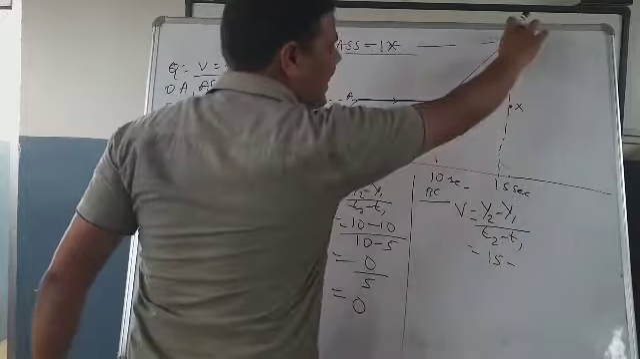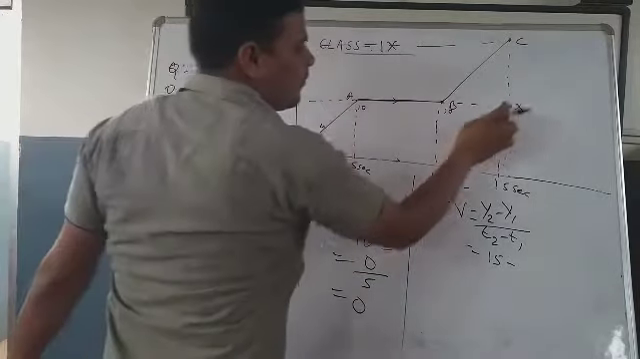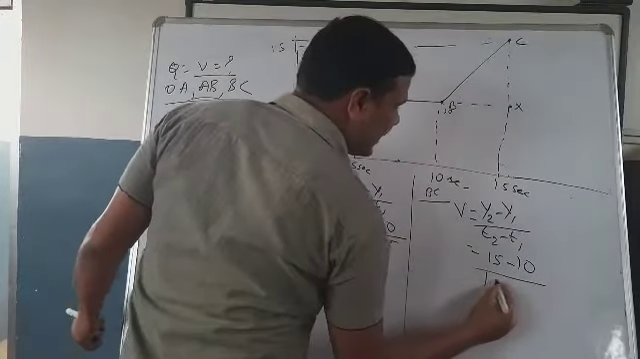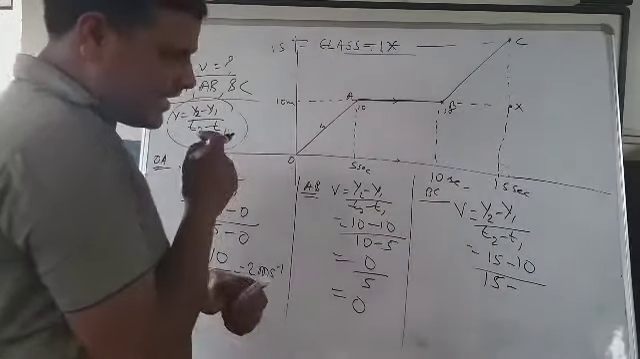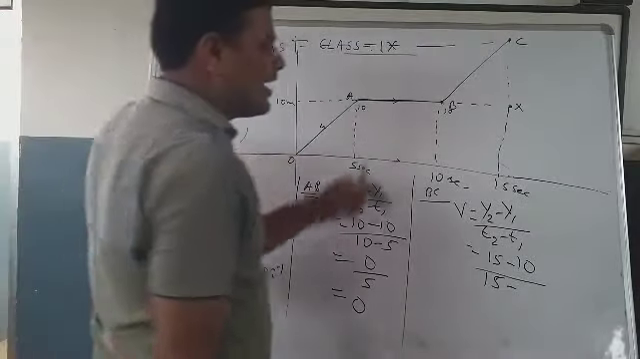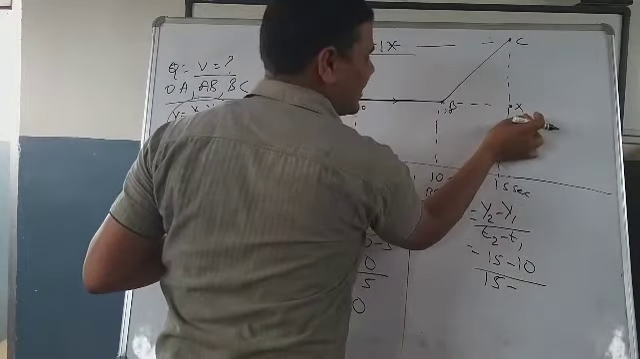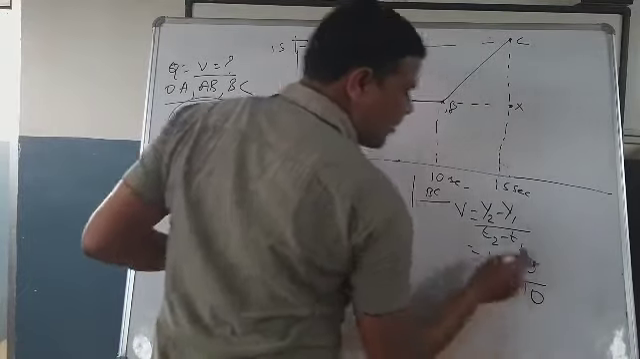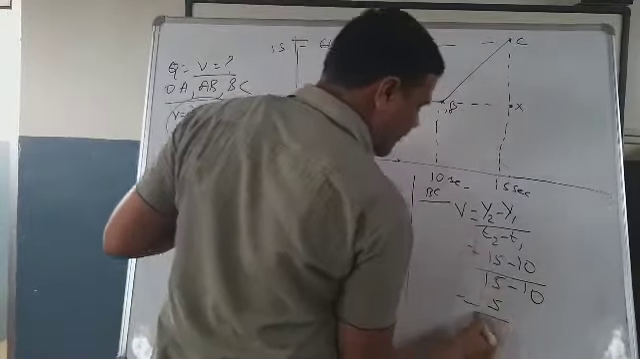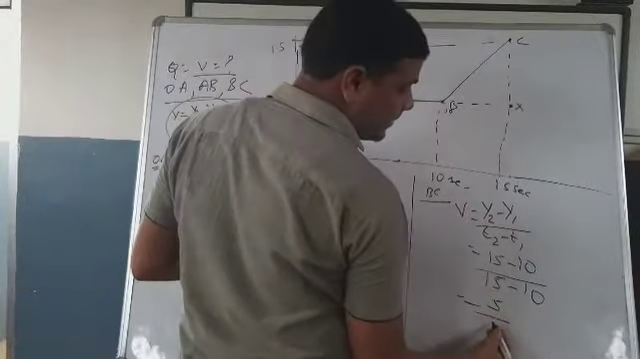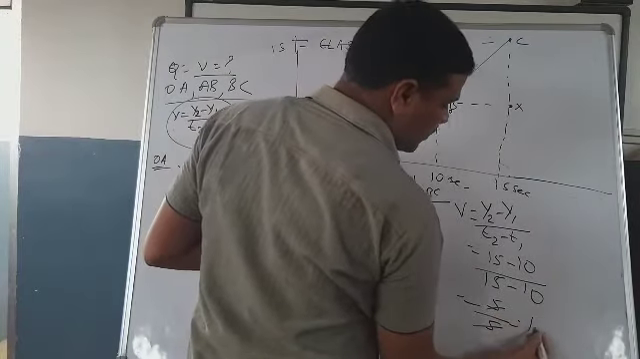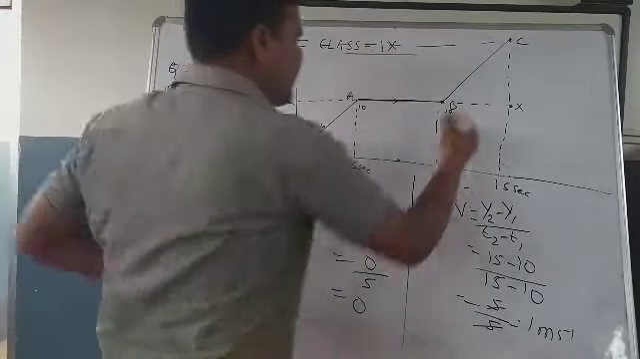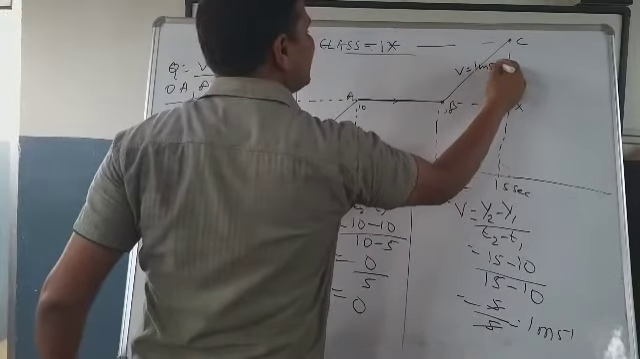So for the upper part, for C it is 15, for x it is 10, and for time, 15 minus what will you take? Don't take 0. If you are taking C and x, then here you have to take x and b. For this part, what is the time? 10 seconds. 15 minus 10, 5. 1 meter per second. So in this figure, here we have got velocity 1 meter per second.